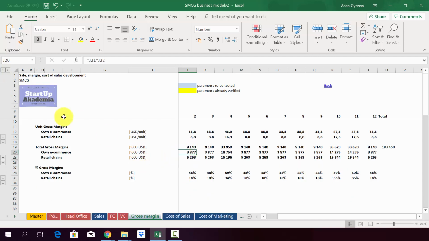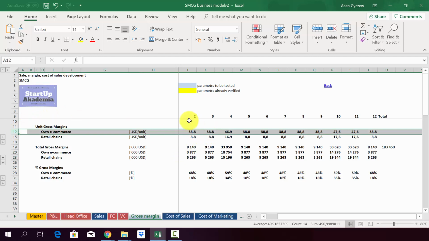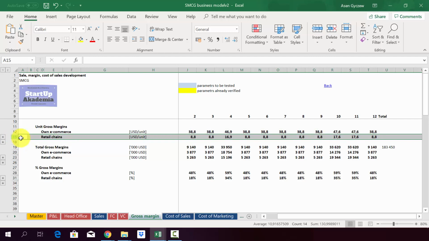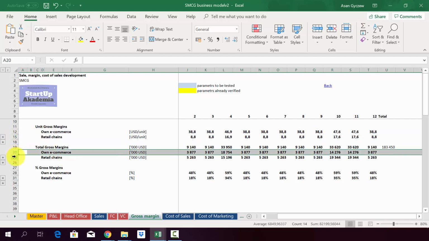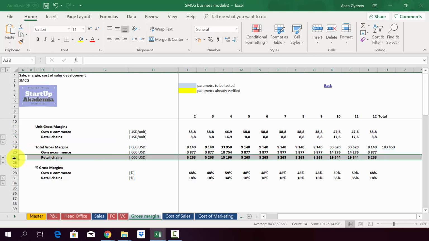And as you can see, although the own e-commerce has a much higher unit gross margin, almost 5 times higher than the retail chains, the difference is actually not that big when it comes to the gross margin, because the majority of products are being sent to retail chains.